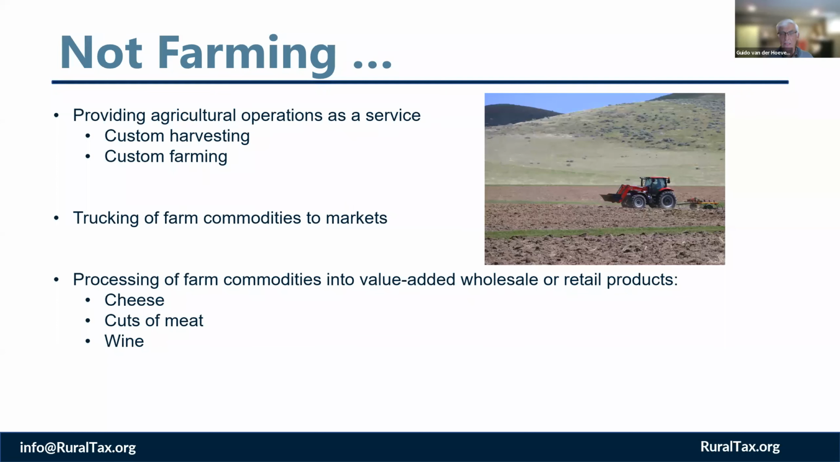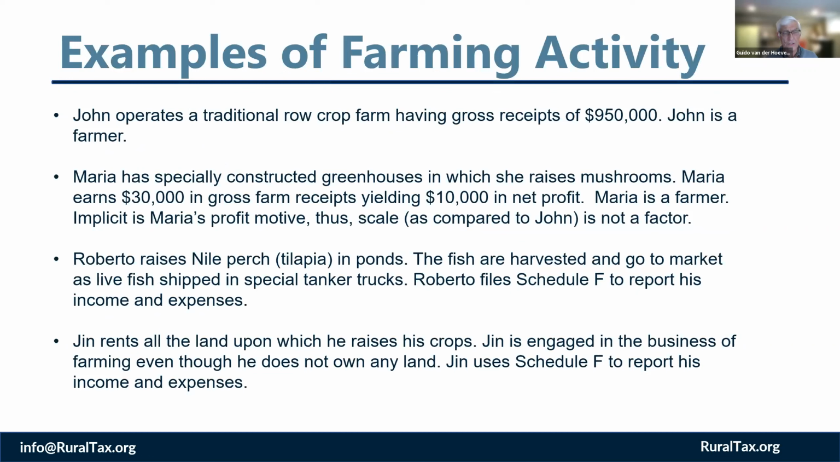So just very quickly, some definitions for all of us to get on the same page as to what is or what is not a farming activity. And we just have here some examples. We've got John operating a traditional row crop. Now he's got quite a gross receipts number, $950,000, and he's a farmer. Then we've got Maria, next one down.